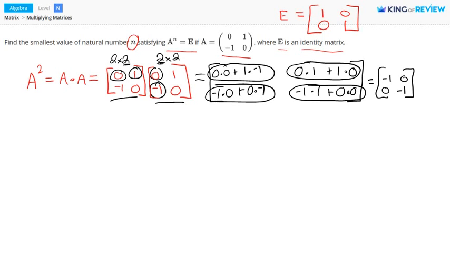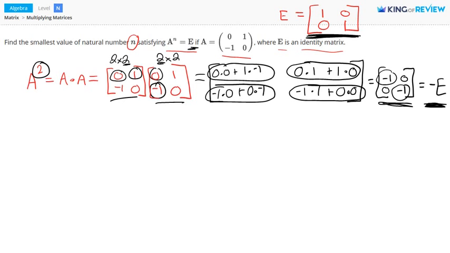Again, we're trying to find which natural number gives us E, which is this identity matrix. So what do we have here? We have negative 1, 0, 0, negative 1. That is not the same as this identity matrix, but this is equal to negative E, negative 1 times the identity matrix, because these are not 1, but negative 1. So what we found was negative E.